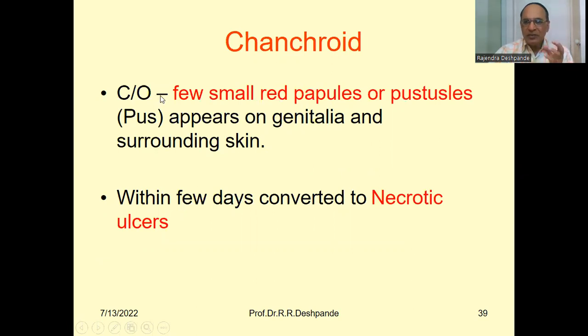In chancroid, the youngster or any adult person will complain that there are a few small red papules or pustules. A single growth is a papule, but when there is pus, it is called a pustule. So there may be a papule or a pustule with pus appearing on the genitalia. It may be the vulva in females or the penis in males, and also on the surrounding skin. Within a few days, that particular papule or pustule gets converted to a necrotic ulcer. So in chancroid, there will definitely be an ulcer on the genitalia, either on the penis or in the female's vulva.